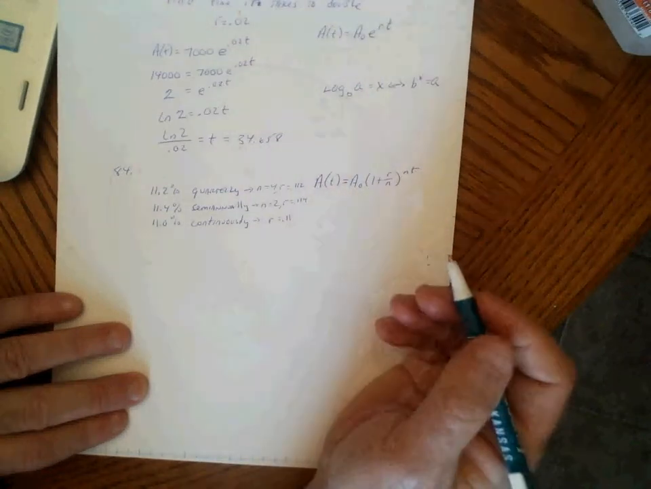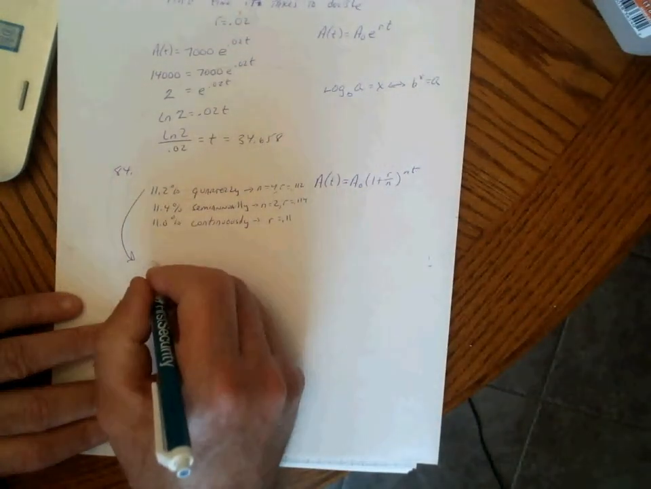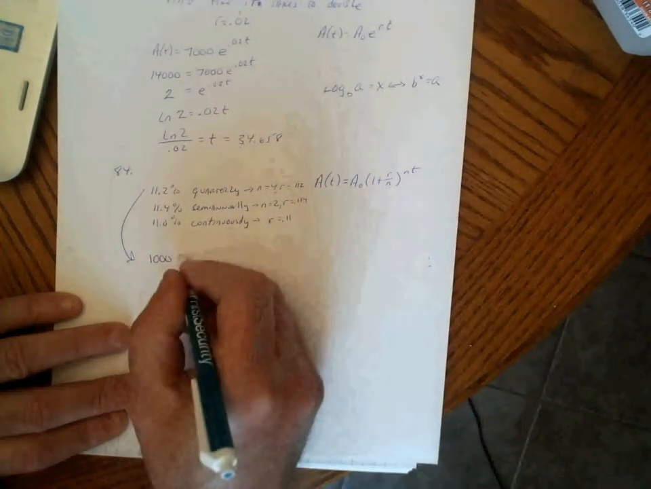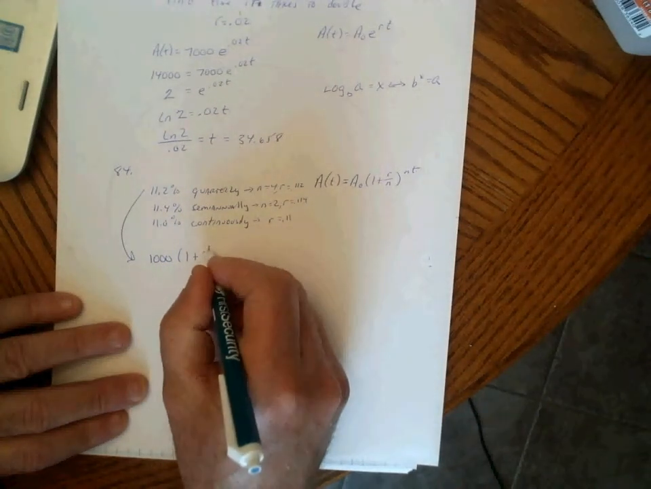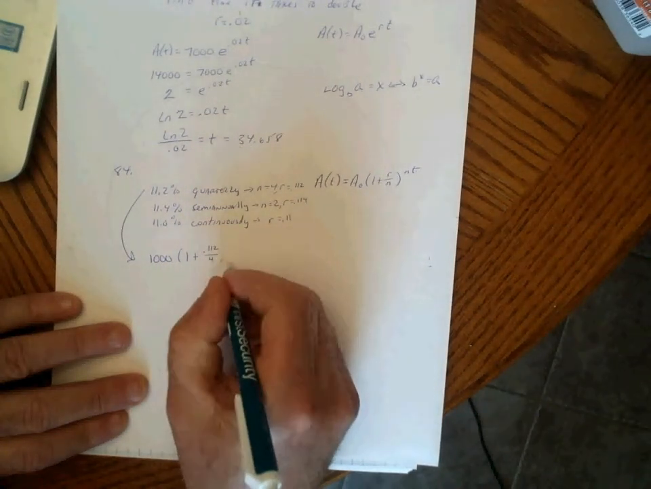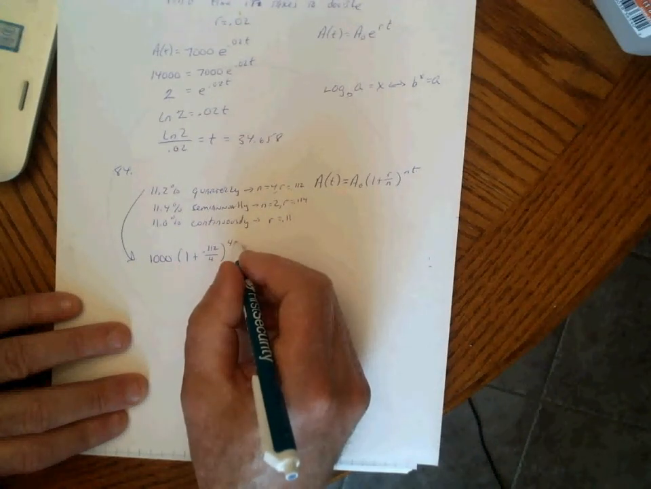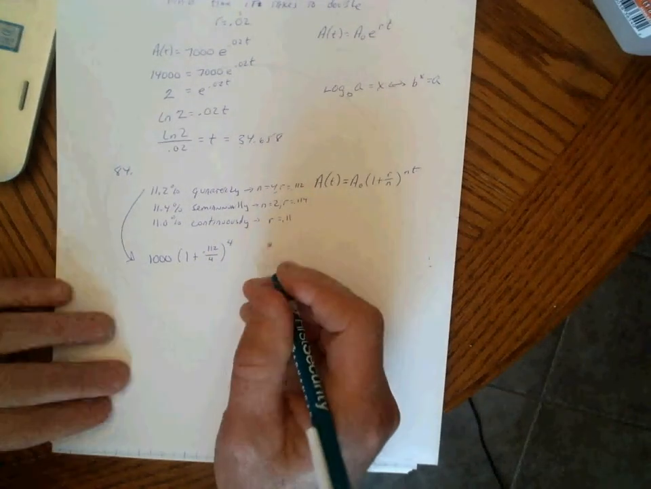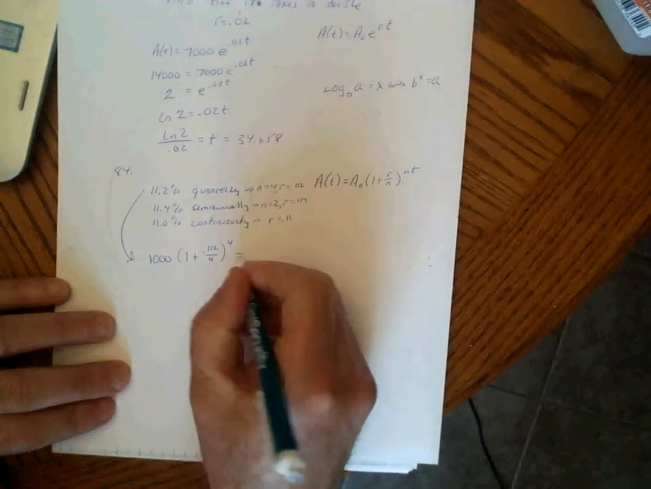So we're going to do an arbitrary investment. Let's assume A naught is $1,000. So we're going to do the 11.2% interest first, and we take $1,000 for our initial amount times 1 plus 0.112 over 4, that's the n, raised to the 4 times t. We can do this since we're trying to figure out how much it's going to pay for an arbitrary amount. We'll just go 1 year for t. Just let t equal 1 year.